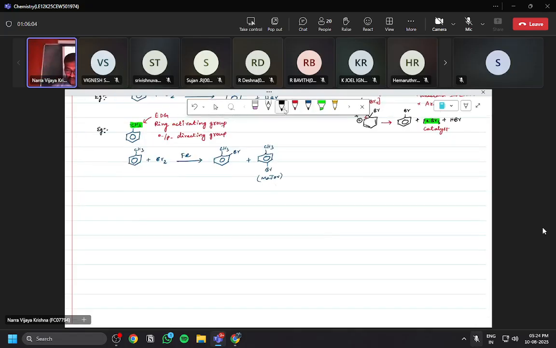I am taking one more example. I am taking ethylbenzene, allowed to react with Br2 in presence of iron. Now tell the product, sir. Then also para bromo will be major.